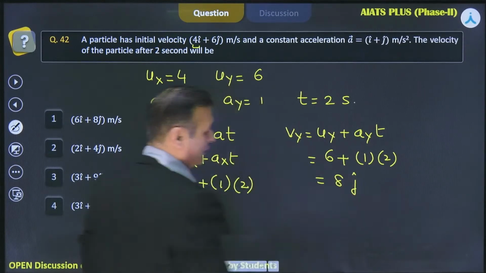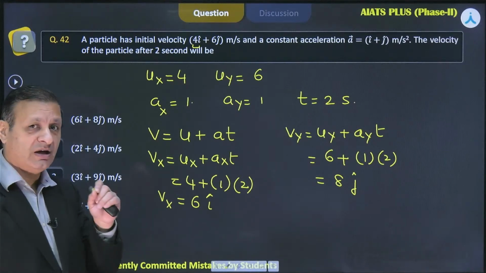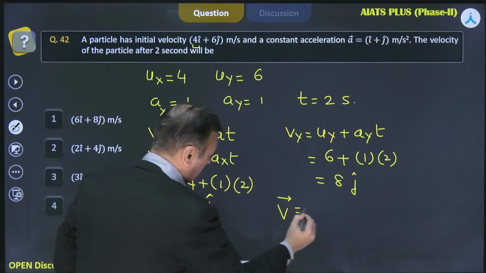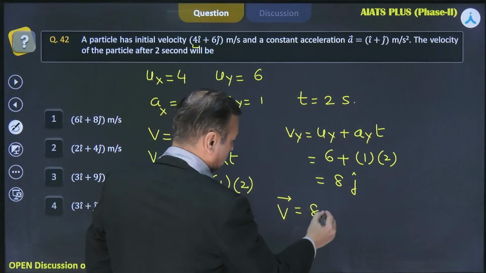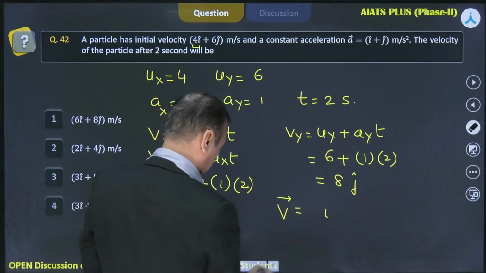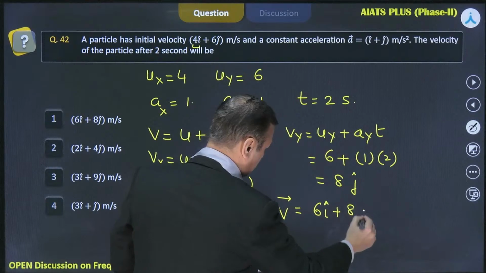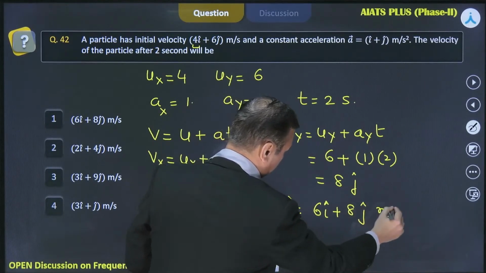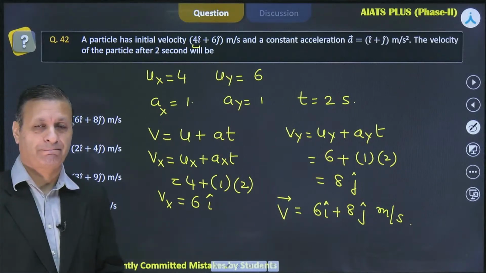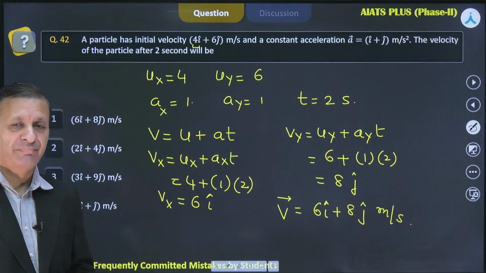This is the y component. So velocity, being a vector quantity, we have to keep it in vector notation only. So this is 6 i cap plus 8 j cap, and standardized units as meter per second only. Any doubt from this part?